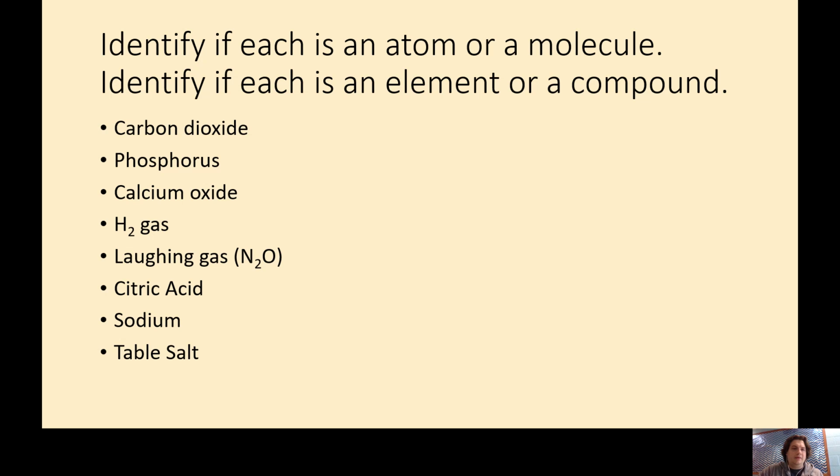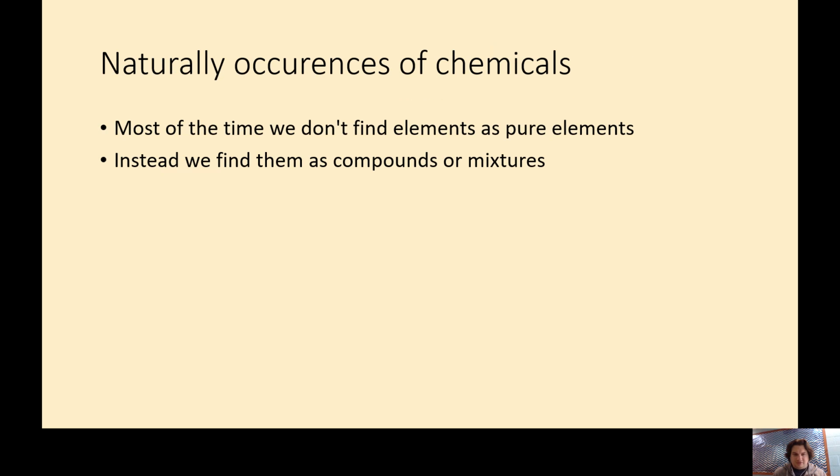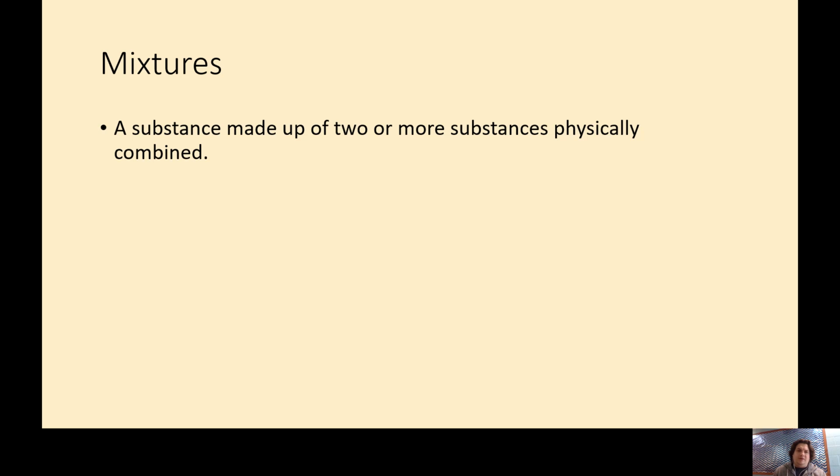So the next major thing we need to talk about is naturally occurring chemicals don't normally occur in elemental form because most elements are reactive. So instead, we're going to find them in compounds, which you know is a substance where I have two or more types of atoms chemically combined, or we're going to find them as what's called a mixture, which is about what it sounds like. From a chemistry standpoint, a mixture is a substance made up of two or more substances physically combined. Note, these are physically combined, not chemically combined. So I should physically be able to separate them.